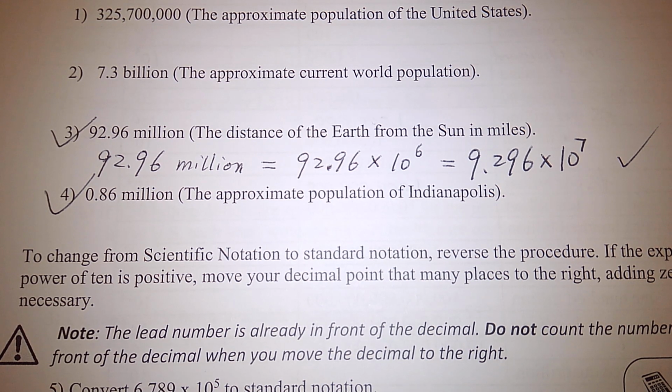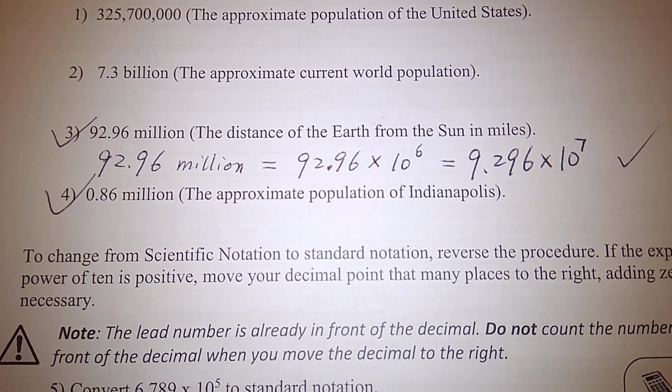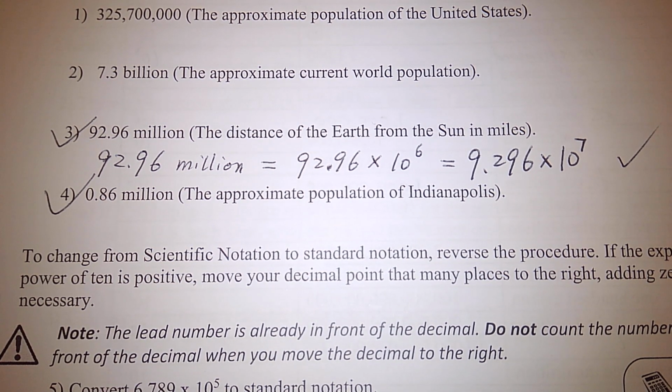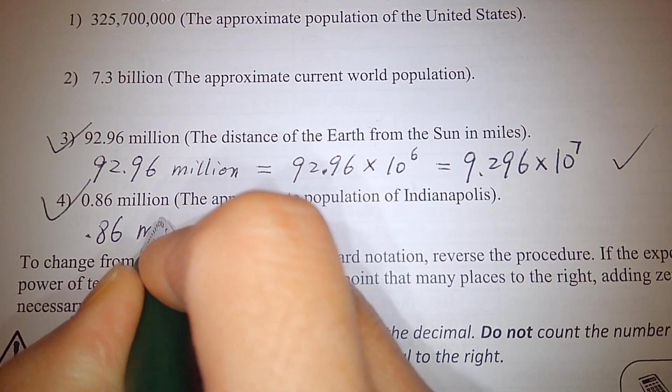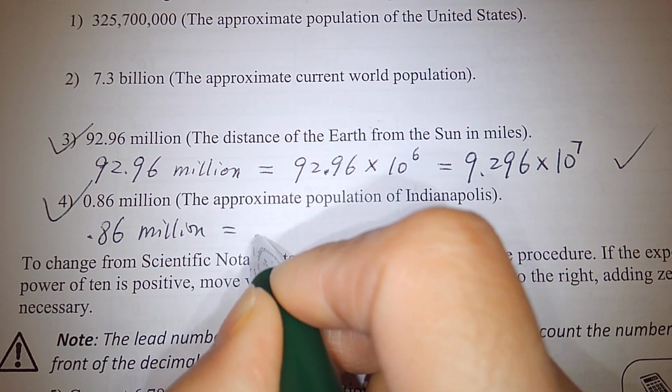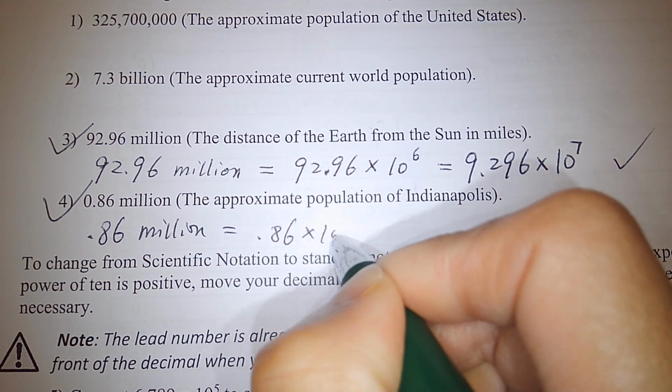Let me ask some of you guys to answer the question for us. What do you get? 8.6 times 10 to the 5th power. Everybody agree with that? Great! Yes, you're right. 0.86 million can be written as 0.86 times 10 to the what?